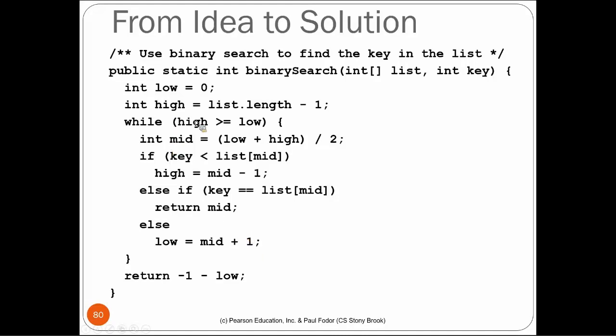We execute this until we either find the element and return from the method, or high is no longer greater than low. That means that high now becomes lower than low, and we found the position where the element should have been, but it's not. In that case, we return a negative value that represents that position: minus 1 minus low. It tells us where the element should have been, as a negative value, but it was not in that sorted list.